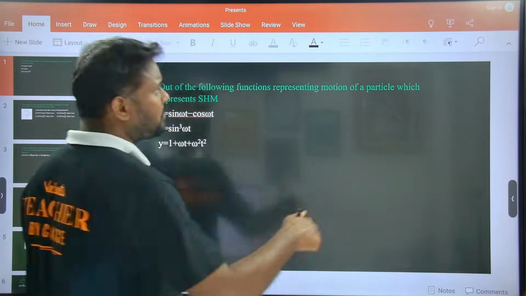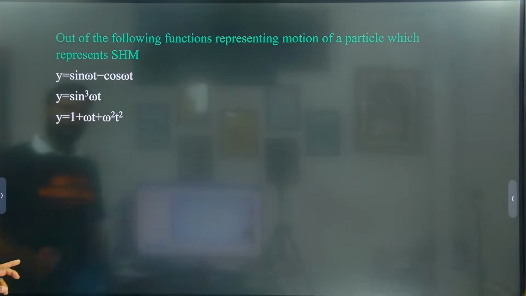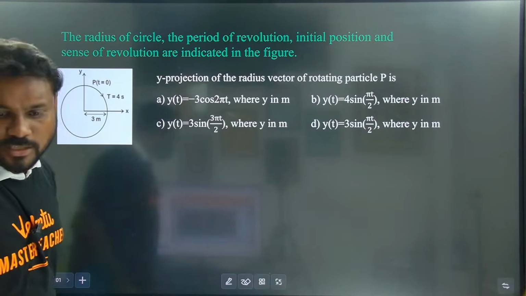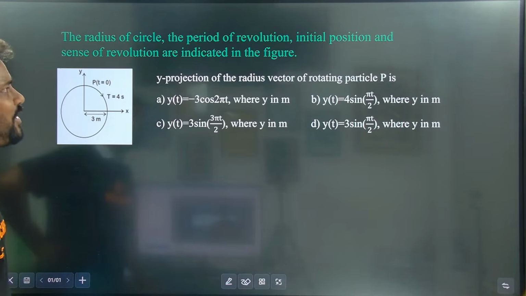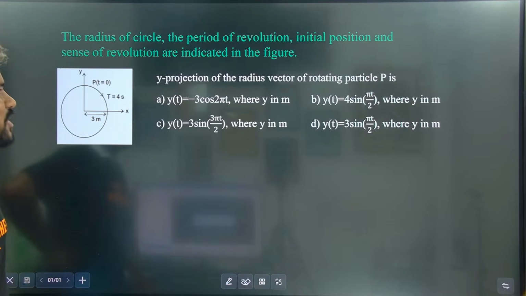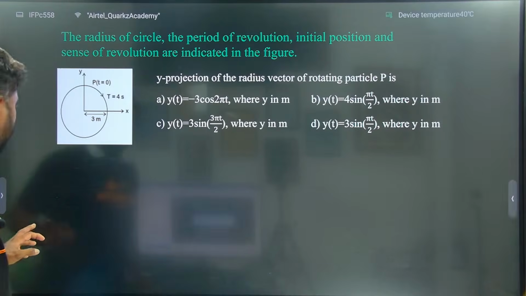Next question is that, see the question. This is the next question, can you try? A radius of the circle, the period of revolution, the initial position and sense of revolution are indicated in the figure. So we have to calculate y, the projection of the radius vector. So இத நாம, we'll go with this idea.